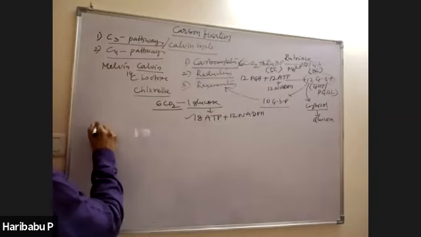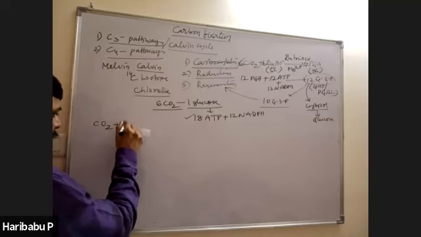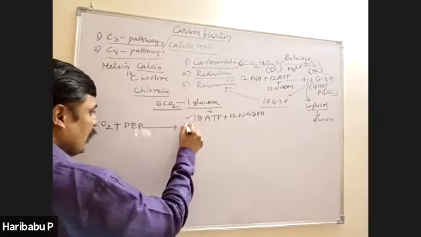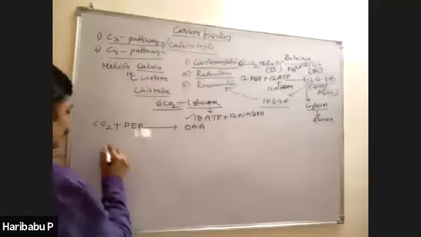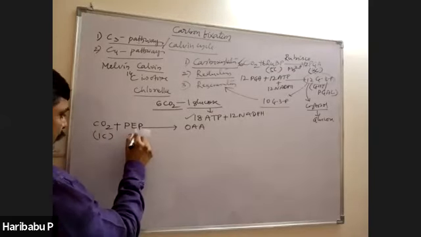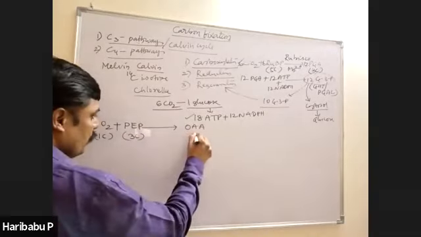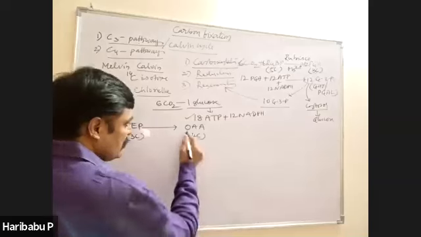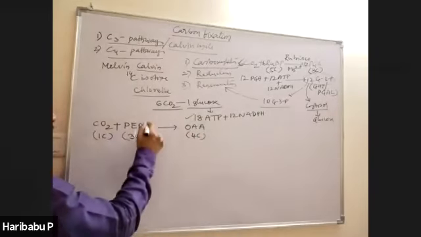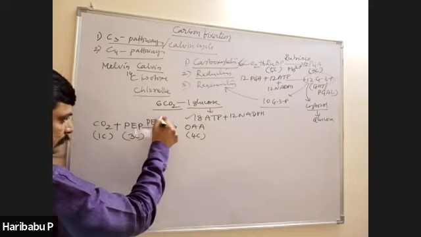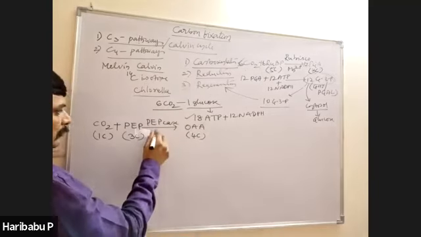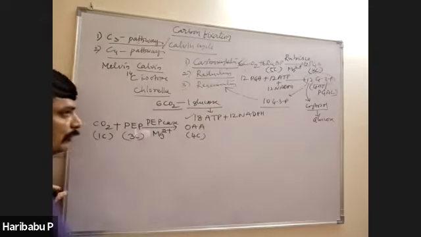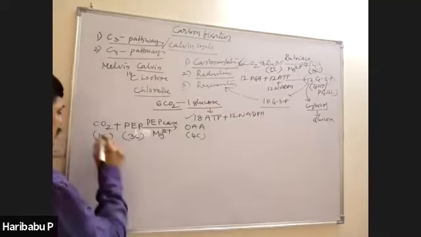Here, carbon dioxide is accepted by a 3-carbon PEP to form oxaloacetic acid. This is 1 carbon plus 3 carbons, giving a 4-carbon compound. A 4-carbon OAA is formed. That is oxaloacetic acid. This is catalyzed by an enzyme, PEPcase.